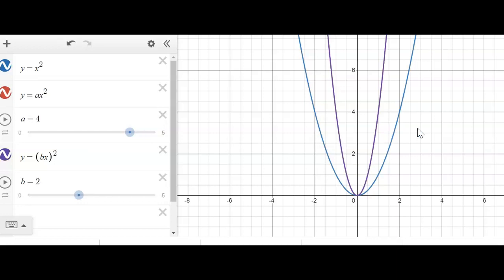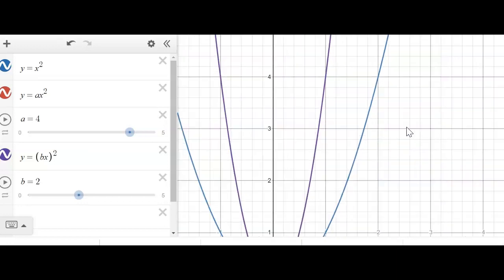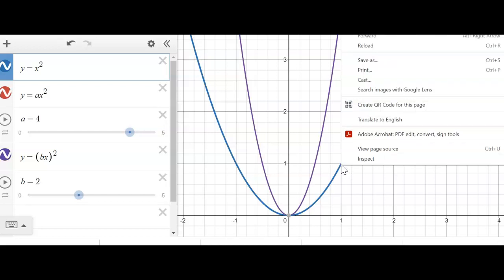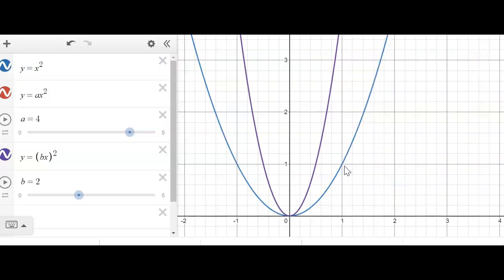But let's have a look at the dilation factor in a bit more detail. So parabolas are really good because we can actually find points on the graph quite easily. So remember the blue graph is my original one, and I don't know whether I can draw on here. I don't think I can. Let's just see what happens. Let's see if I can right click. No. All right, so we can see there is 1, 1.